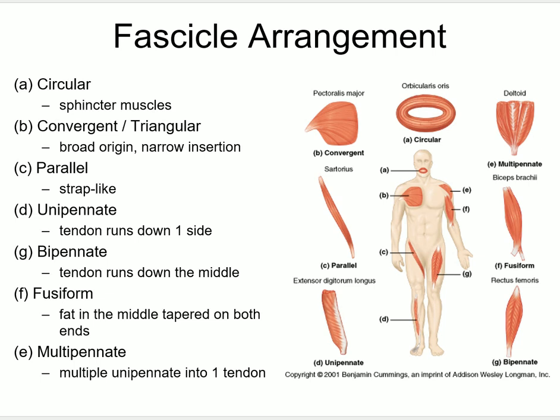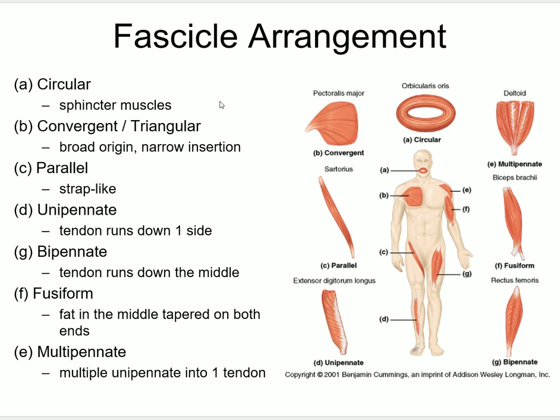Then we have convergent muscles or triangular. You'll see both. So convergent, triangular, same thing. Those are used interchangeably. They have a really broad origin and a narrow insertion. So what does that mean? Okay, so let's look at pectoralis major. So pec muscle, B, right there. It's triangular in shape, right? It's got a broad origin on the sternum right there. And it's got a very narrow insertion right there where it goes down into a single tendon on the humerus.